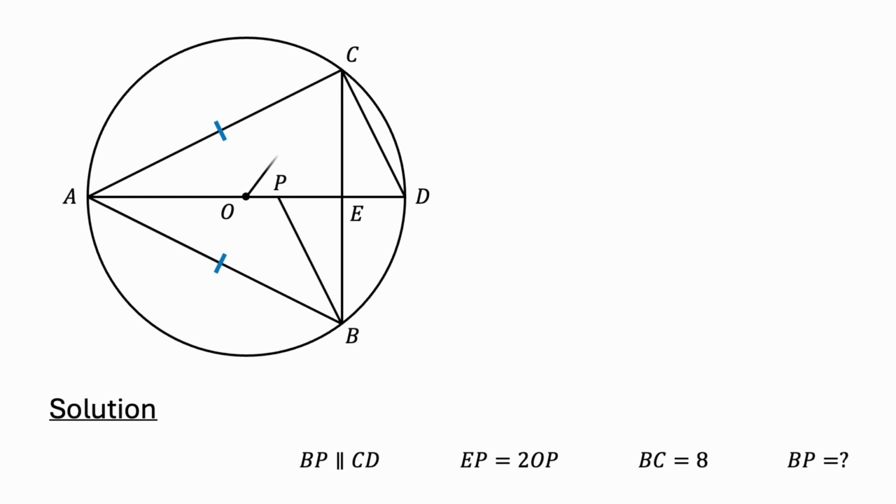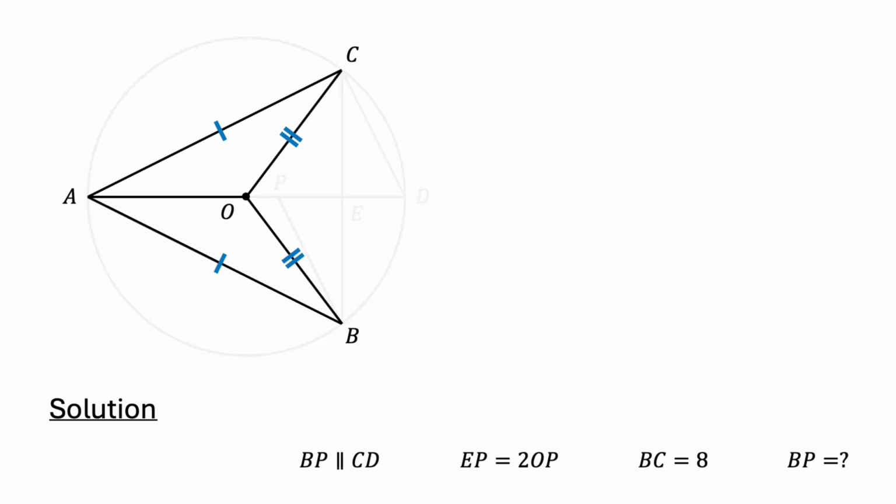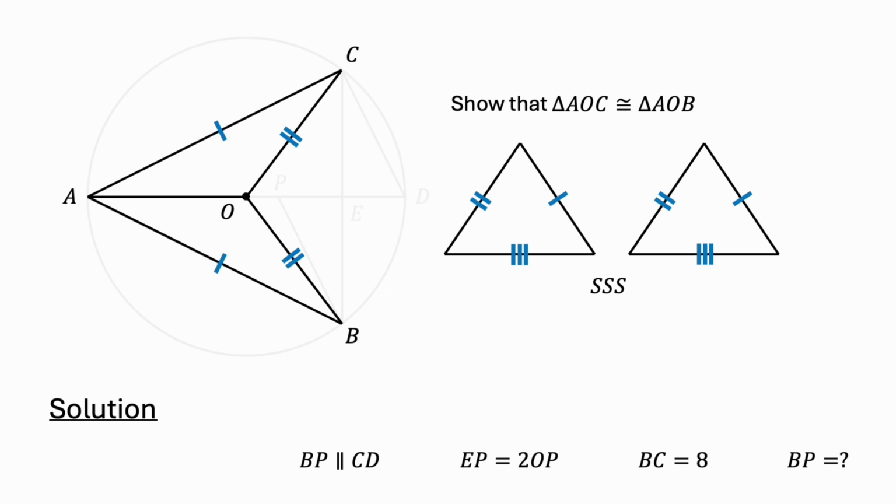First, connect O to C and connect O to B. Since OB and OC are the radii of the circle, we have OB equals OC. Next, consider triangles AOC and AOB. Let us show that these triangles are congruent. Since CA equals BA, AO is common to both triangles, and OC equals OB, the two triangles are congruent by SSS.